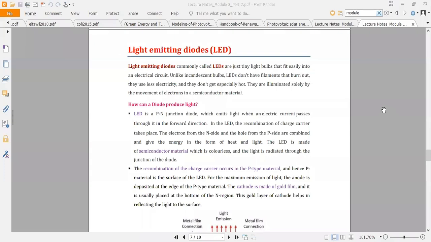Now coming to the next one, that is LED, light emitting diodes. We are using LED bulbs very frequently in our day-to-day life. The main part of this LED bulb is this light emitting diode, LED. It is just a small bulb, which can be easily fit into an electrical circuit to produce light.